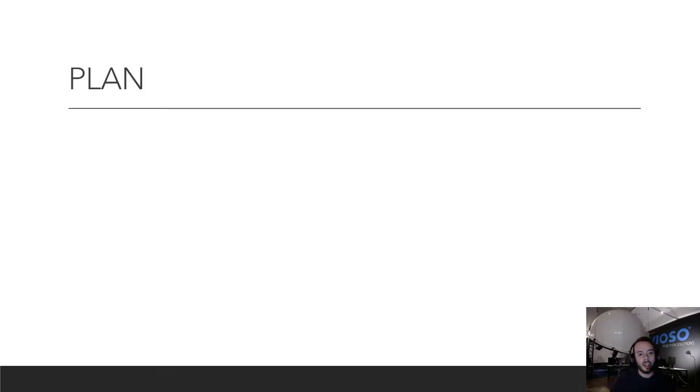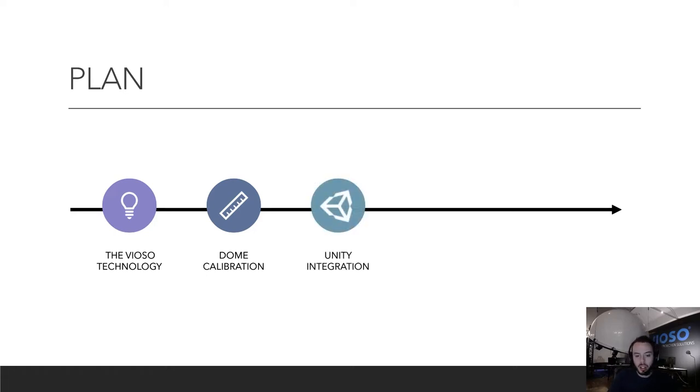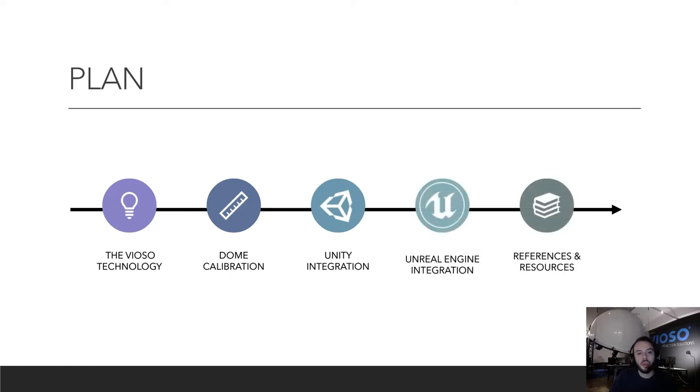Let's take a look at the plan of this session. So we're going to start with an introduction of the VIOSO company and its technology. Next, we talk about calibrations, the difference between 2D and 3D approaches, and the steps necessary to integrate real-time engines. The real-time engines we're going to integrate today are first Unity and then Unreal Engine. Finally, we will share a set of references and resources that will help you get started on your own journey of developing real-time applications.